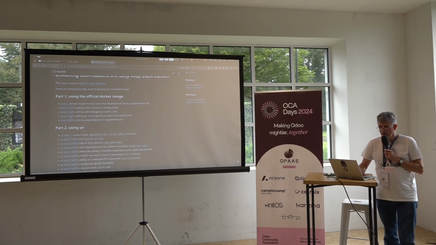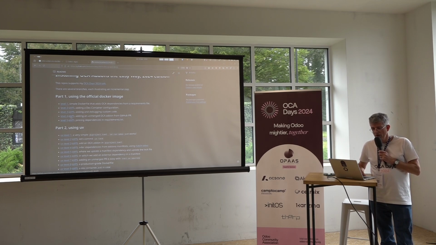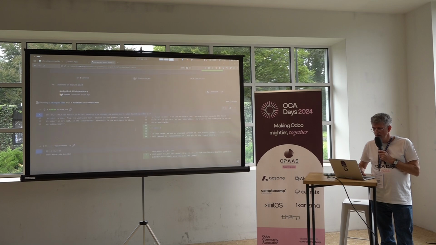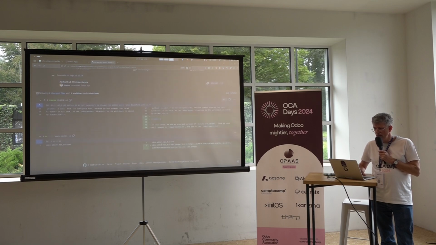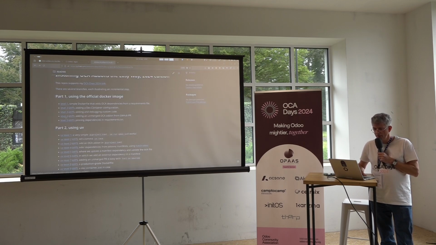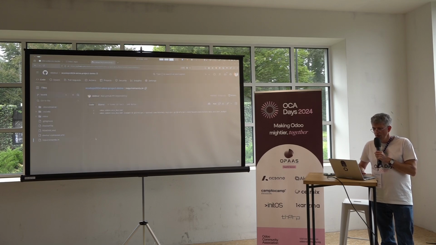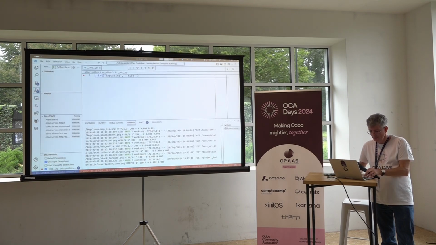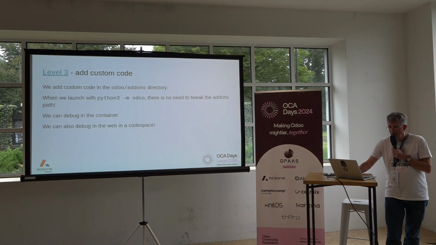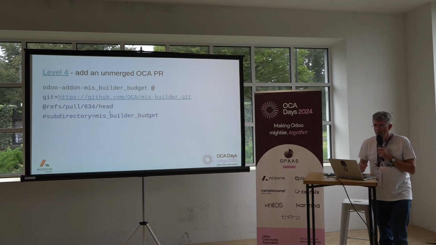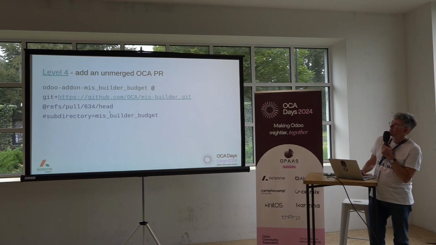The other thing that I wanted to show is how you can add an unmerged pull request. And in that case, it's also pretty easy. I can show it here, for instance. But I have that on the slide, so that's going to be easier. So to add an unmerged pull request, that's the syntax.